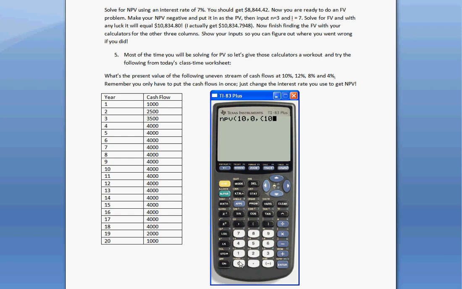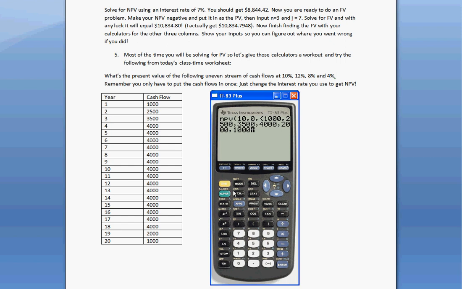So our first one was 1,000. Second one was 2,500. We had 3,500. Then we had 4,000. And I'm only going to put this in once right now because we're going to use a frequency count. And 4,000 happened 15 times, and I'll show you how to do that. Then, right after 4,000, you have a 2,000. And then lastly, you have a 1,000.